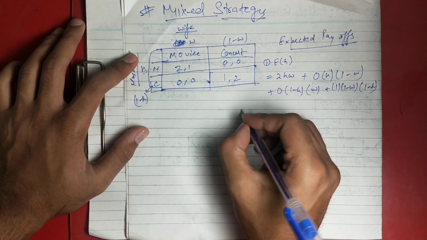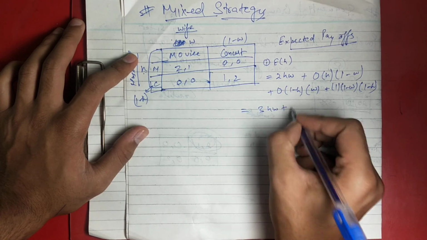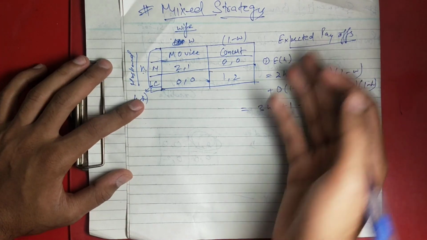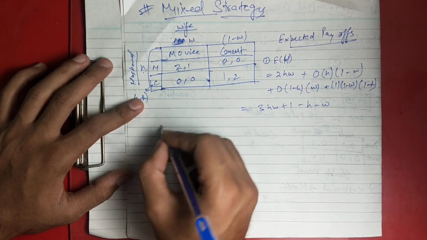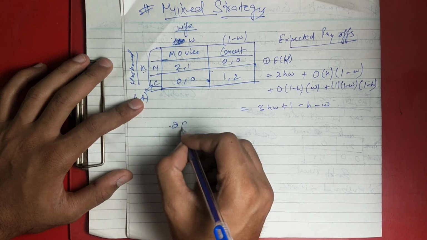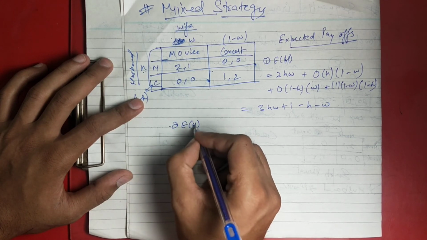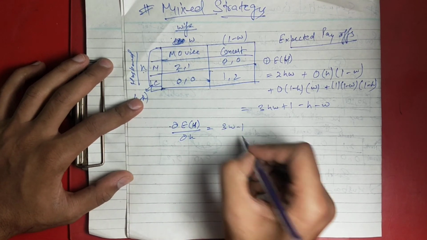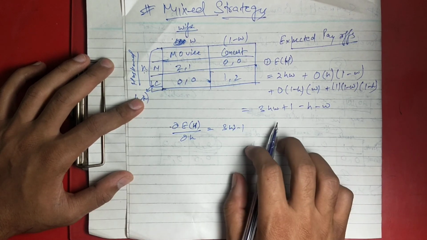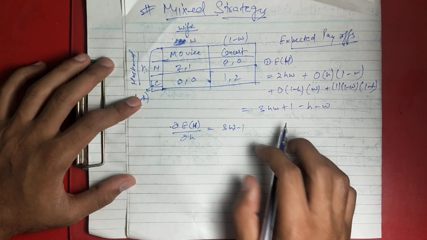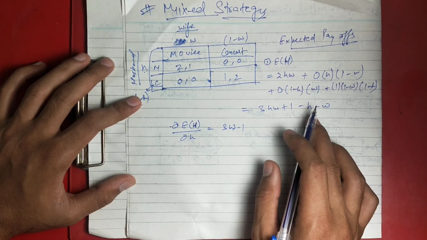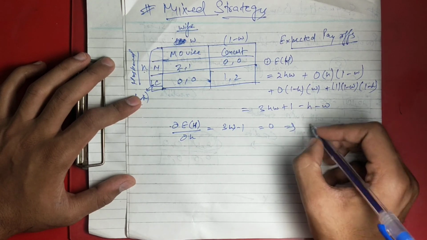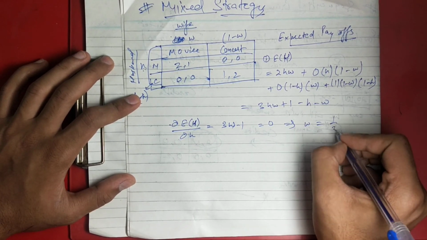Okay, so if you solve this, you will get 3HW plus 1 minus H minus W. So what you have to do now is maximize it. And what do you do for the maximization? You take the derivatives. I am using the partial derivative now, since we are taking W as a constant. We put the first derivative equal to 0, and this will give us W is equal to 1 by 3.